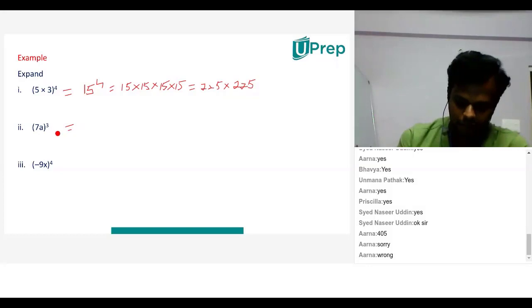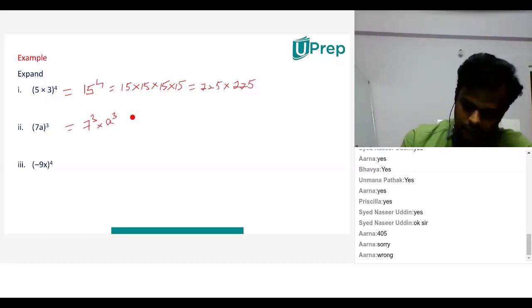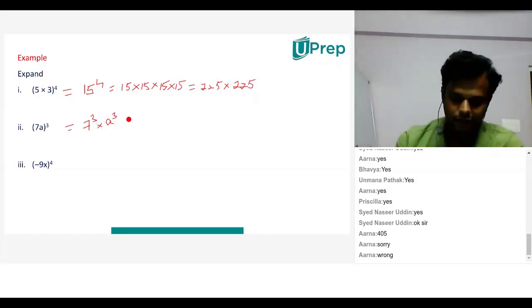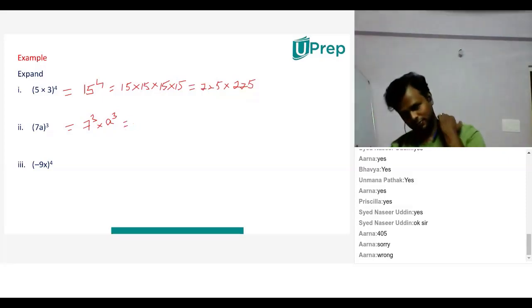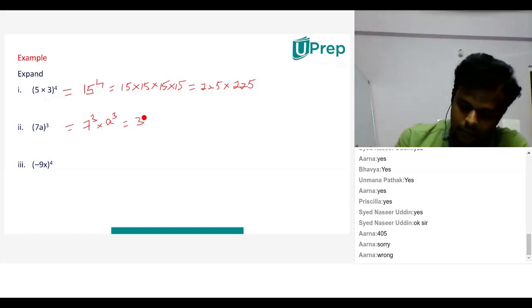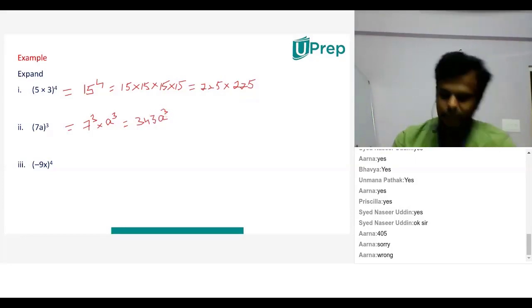7A whole power 3 is nothing but 7 power 3 into A power 3. 7 power 3 is nothing but 49 into 7, since 7 sevens are 49. 49 into 7 is 343. So this is 343 A power 3.